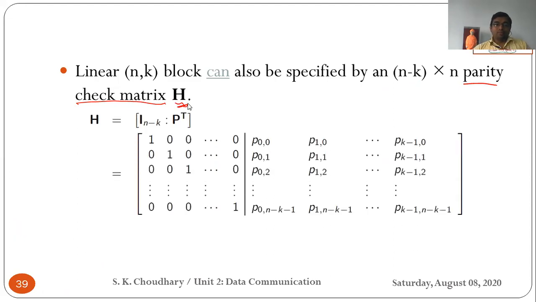Now see, what is the representation of H? H is nothing but the parity check matrix. P is the parity matrix and this is the parity check matrix. Now see how to represent the parity check matrix. Just note it down. I will tell you how it would be represented. First of all, note it down.